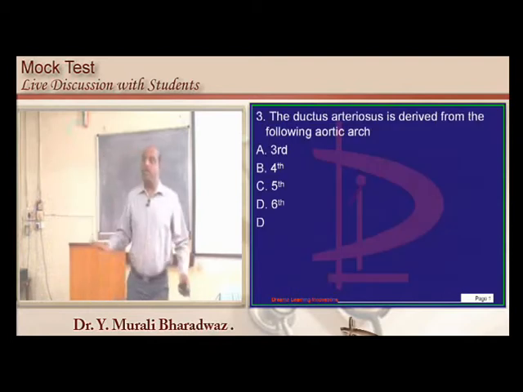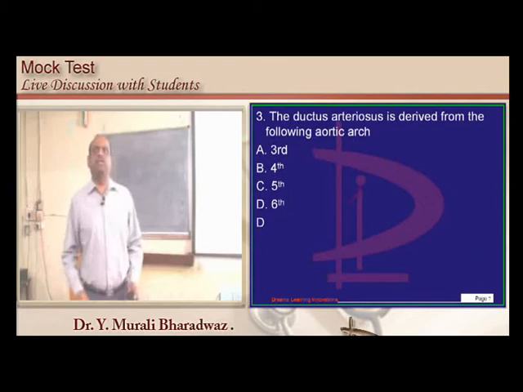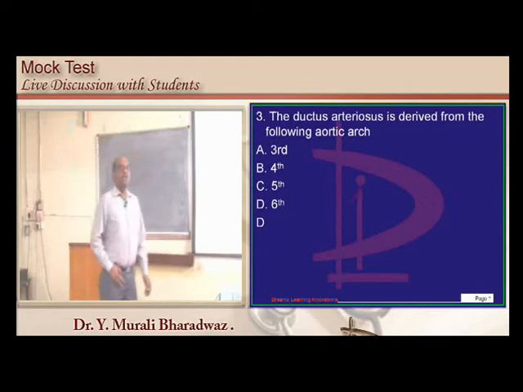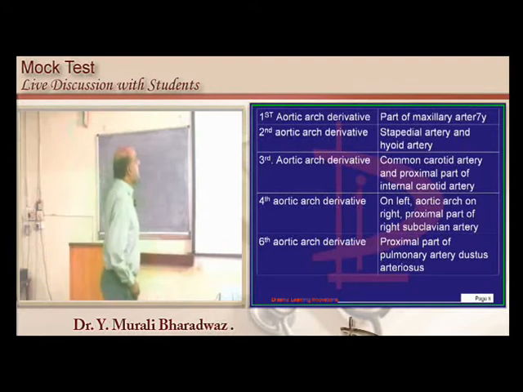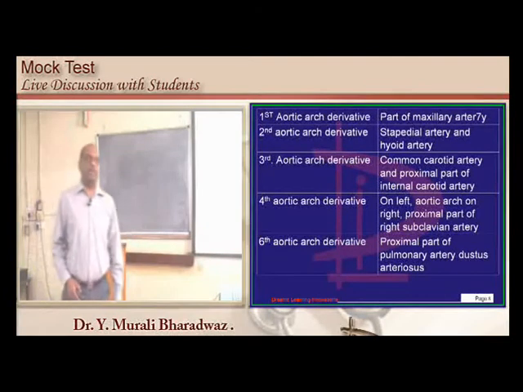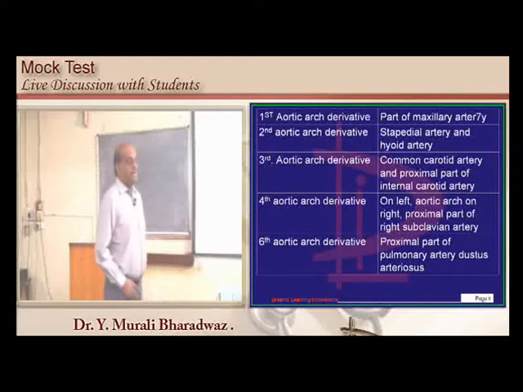Now the various aortic arches and their branches, a traditional short answer question of embryology in our MBBS first year. The first aortic arch is maxillary, the second aortic arch gives rise to the stapedial artery and hyoid artery, the third aortic arch is the common carotid artery, and the sixth aortic arch is associated with the patent ductus arteriosus, is what we need to remember.